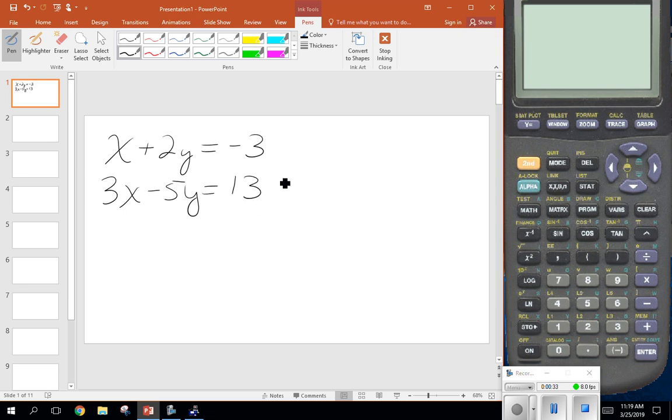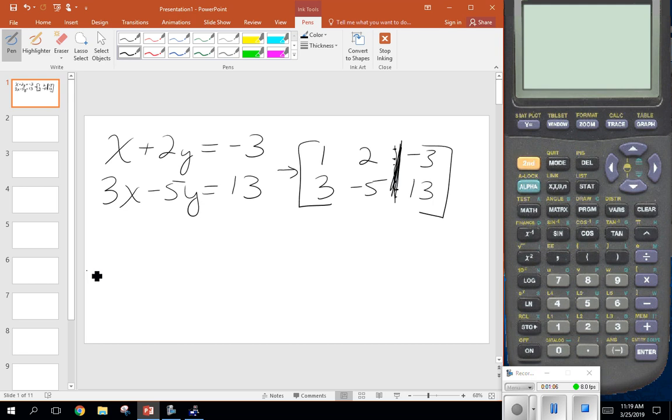So what we're going to do is change this into a matrix. This matrix is going to look like 1, 2, -3, 3, -5, 13. Okay, I made a little division here. Sometimes you'll see little dots, or just a line there, to show you where the coefficient matrix and the constant matrix are joined together. That's not going to do anything mathematically. It's just decorative, so we know.